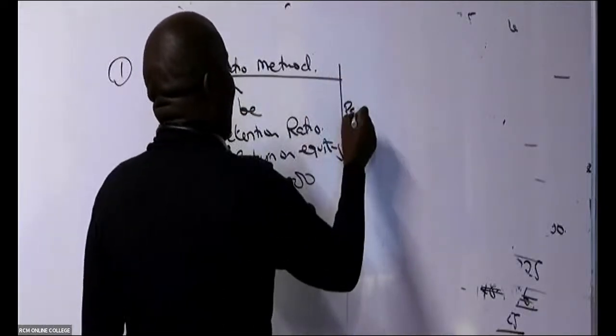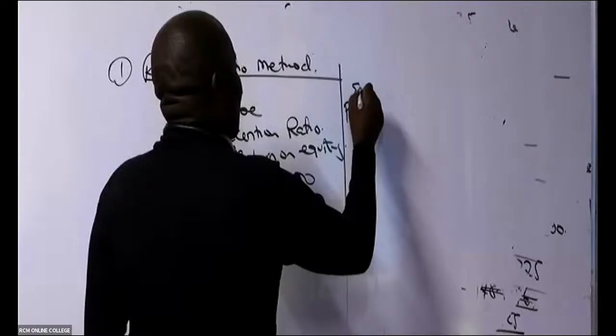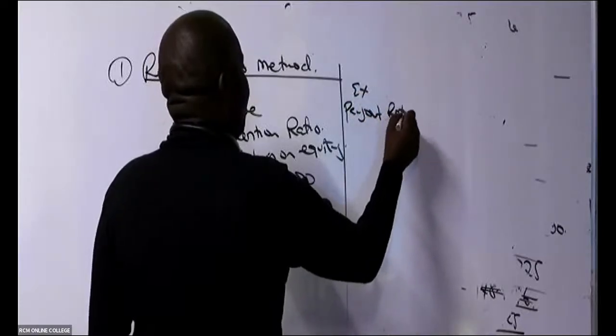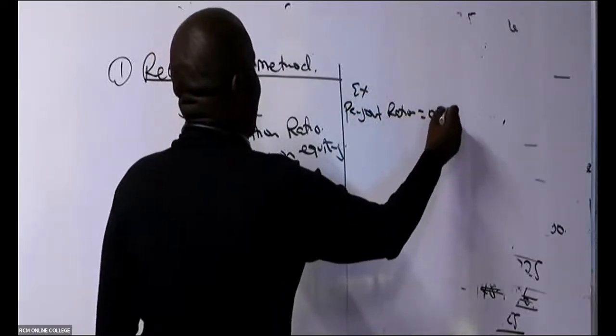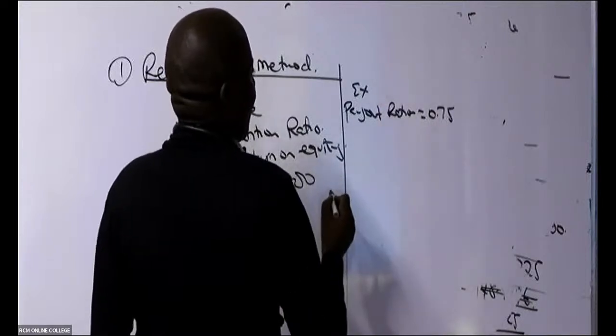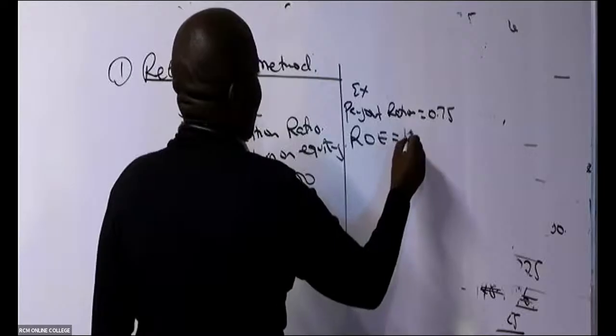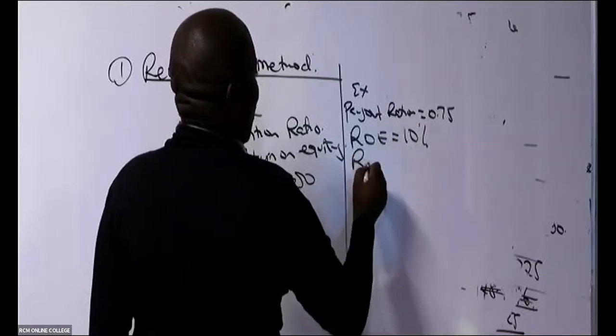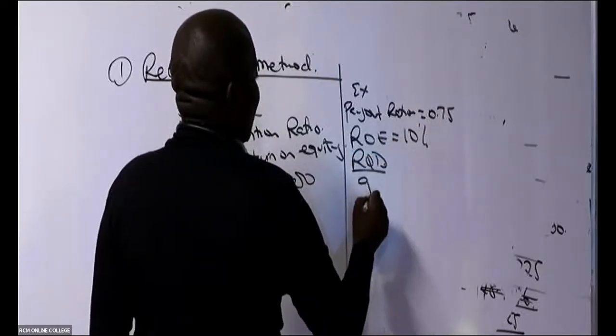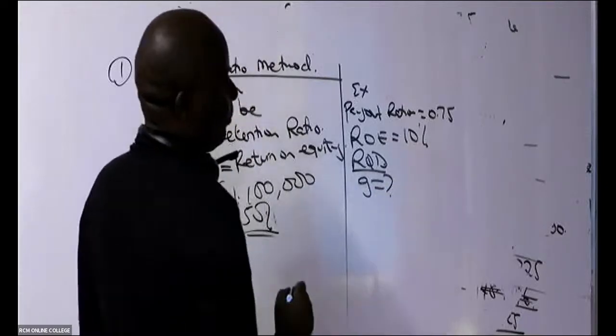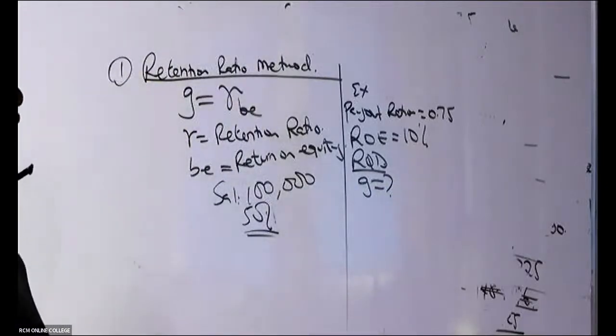Normally they'll tell you, as an exercise, that the payout ratio is 0.75 and the return on equity is 10%. Required: give us G, the growth rate. Let me give you 1 minute. You try this out. Give us G, the growth rate.